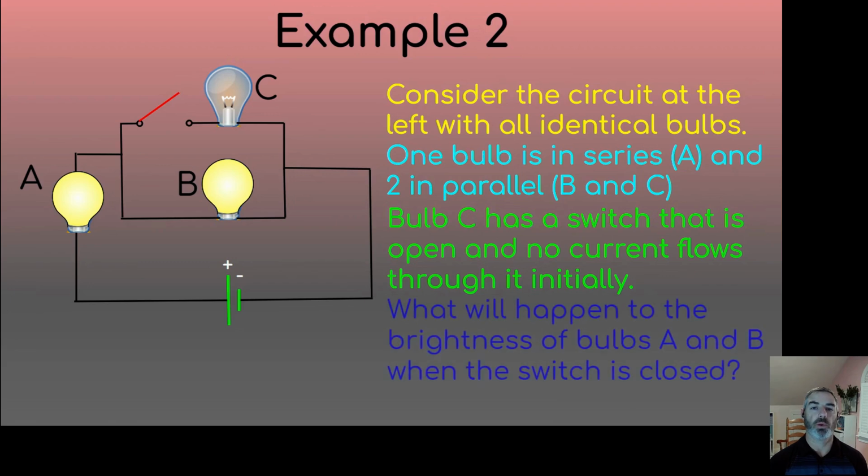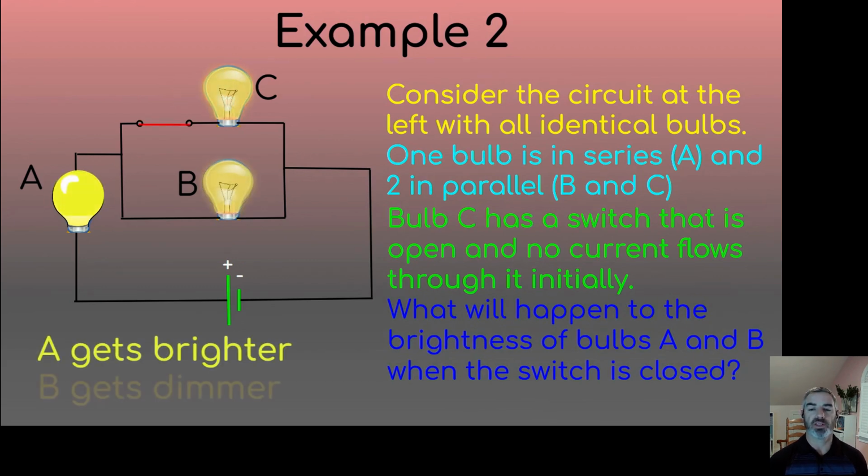So what we want to answer is what will happen to the brightness of bulbs A and B when the switch is closed. So I'm going to give you the answer and then we'll explain. When we close the switch, A gets brighter and B actually gets dimmer. So why does that happen?